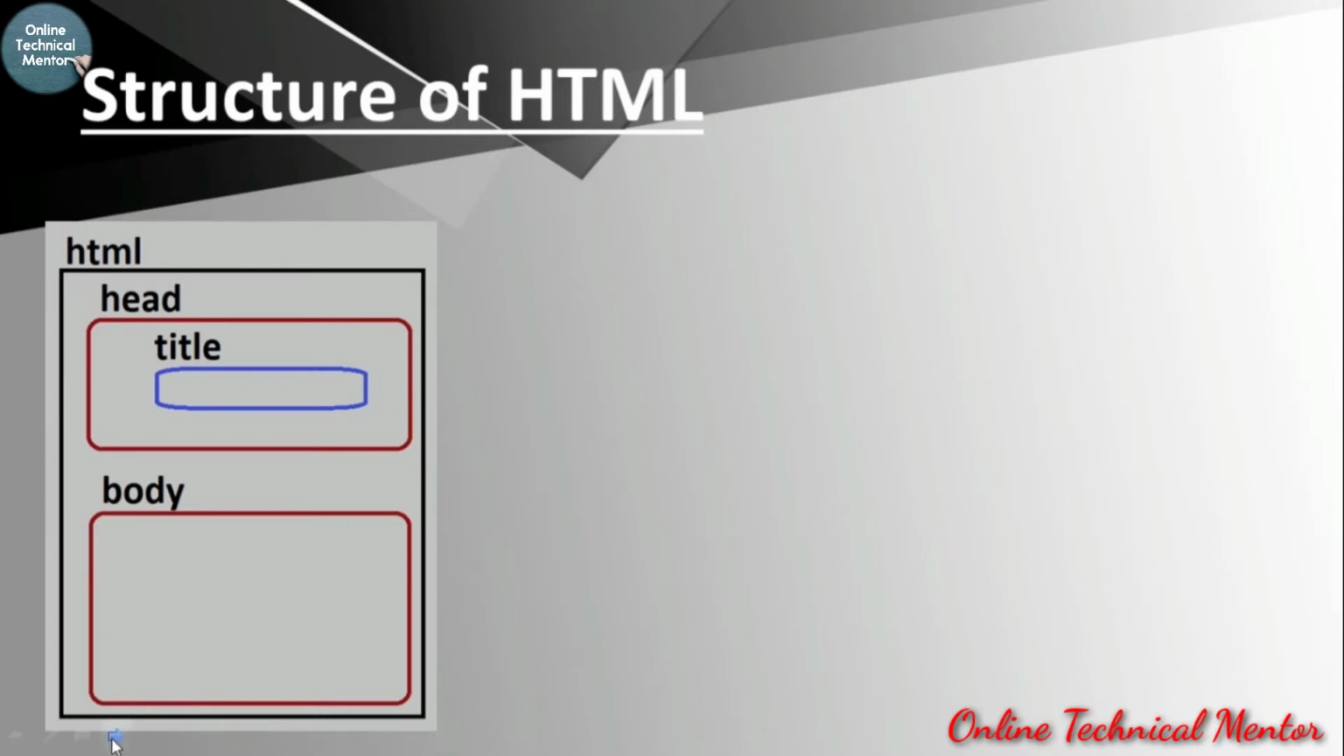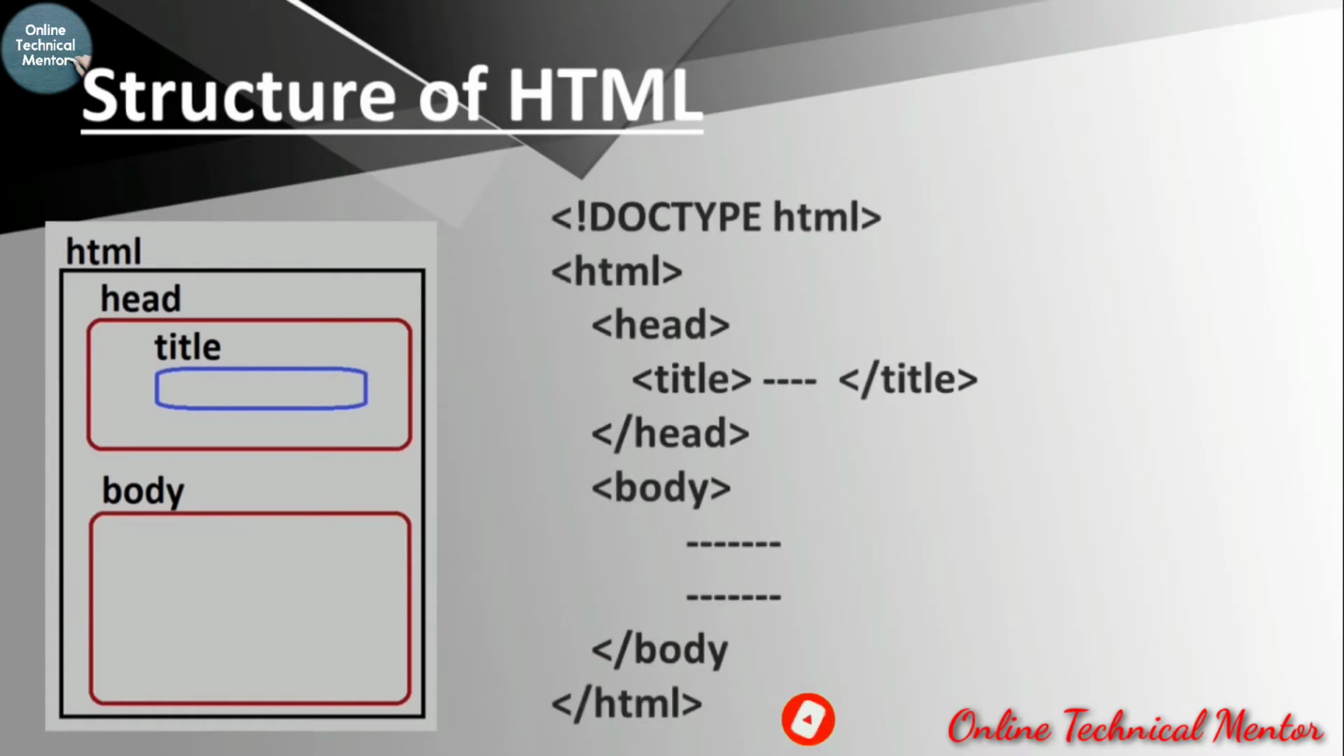This outer rectangle box represents the HTML code. Within this HTML, there are two sections. One is head and another is body. Within head, there is another section which is called title. So when you are going to write a code, it looks like this.